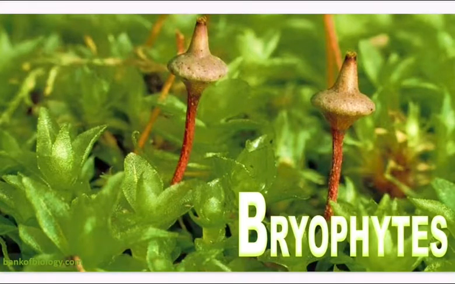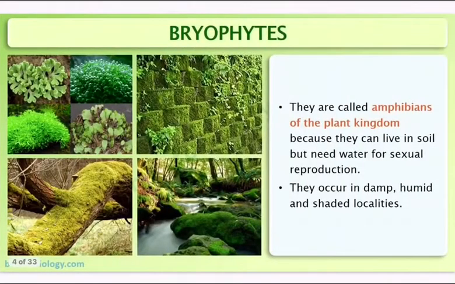So they are called the amphibians of the plant kingdom, as they require an external layer of water for dehiscence of antheridia, swimming of male gametes to reach archegonia, protection from transpiration and desiccation as the plant body is not covered by cuticle, and supply of water to all parts through capillary action in the absence of xylem and phloem. So this is the reason why they are called amphibians of the plant kingdom. As I said, they can live in soil but need water for sexual reproduction.